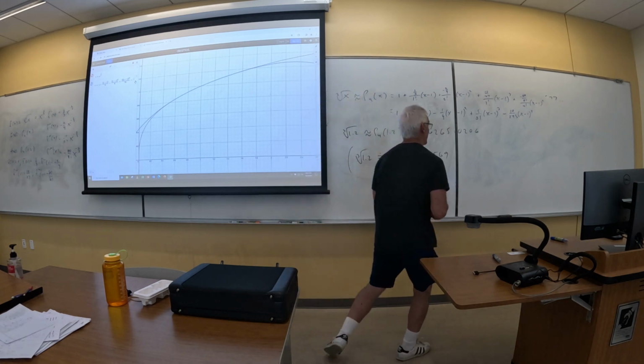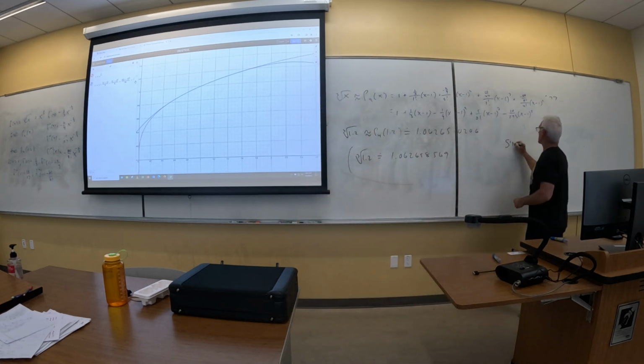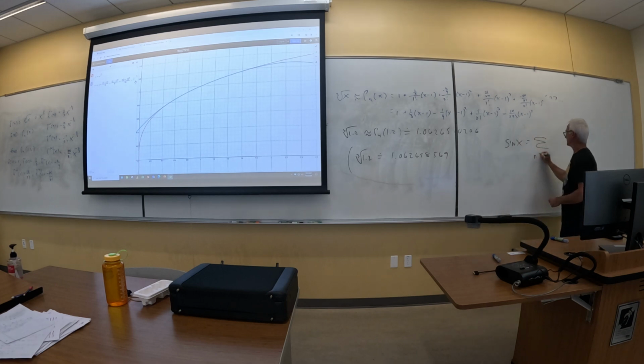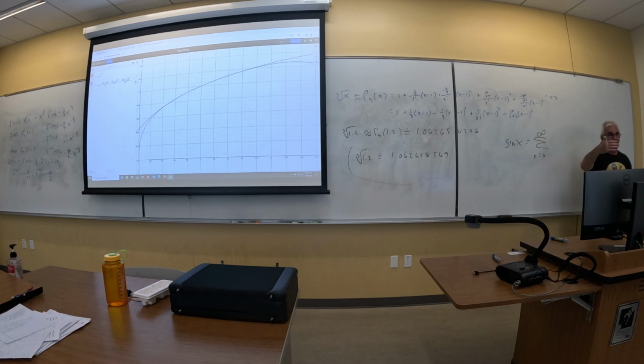In fact, I'm going to tell you what the sine is. The sine of x, it doesn't start at 0, it starts the first term afterwards. So it's going to be of the form negative 1 to the n over 2n plus 1 factorial, times x to the 2n plus 1. So it's very similar looking.